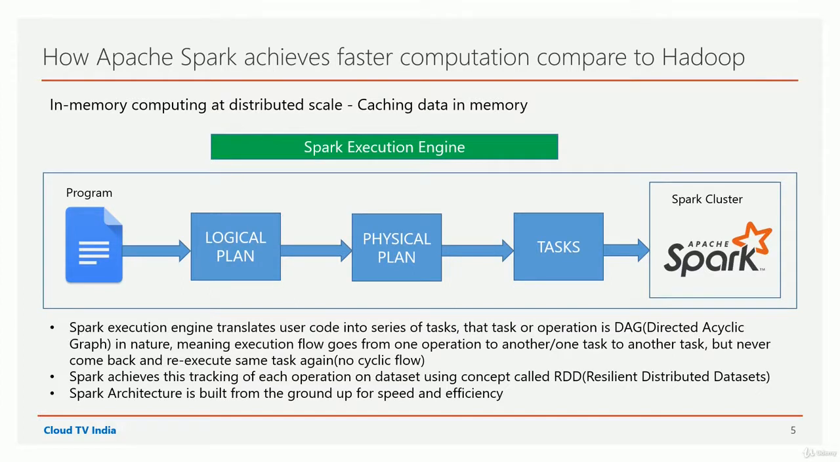As I told you, Spark has a special execution engine, and using that it is able to do the computation in a faster manner. Apart from that, when you hear about Apache Spark, people say it is in-memory computation. What is in-memory computation? Spark does in-memory computation at distributed scale, which means, see, any application you take, for example, I wrote a simple Python program to do simple adding or subtracting of two numbers.